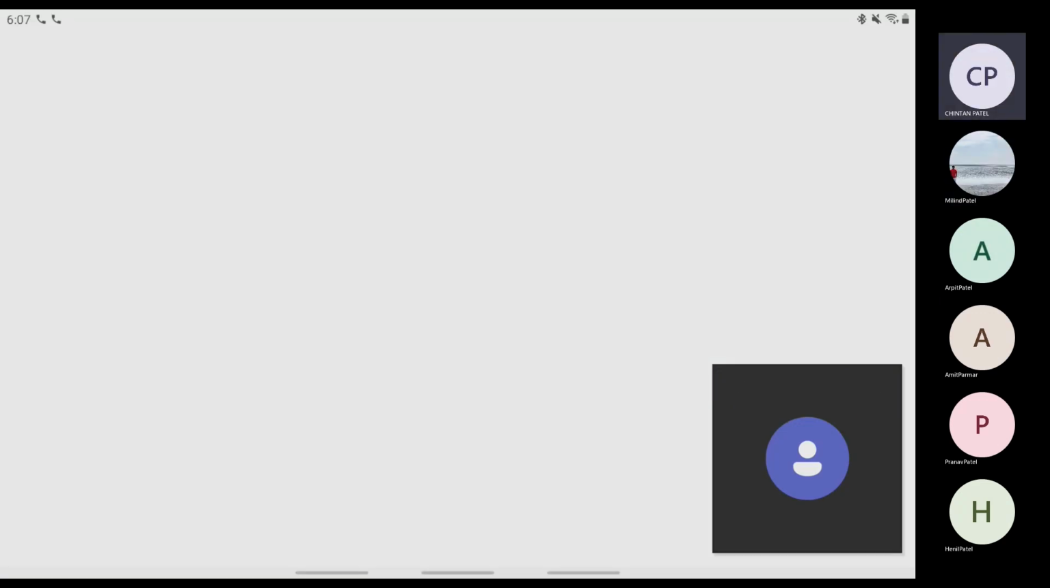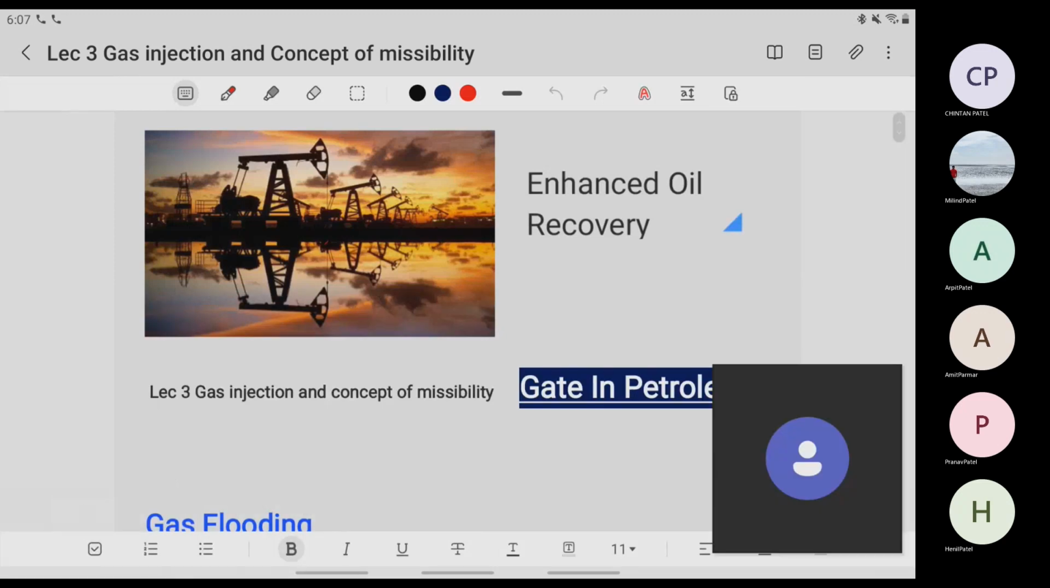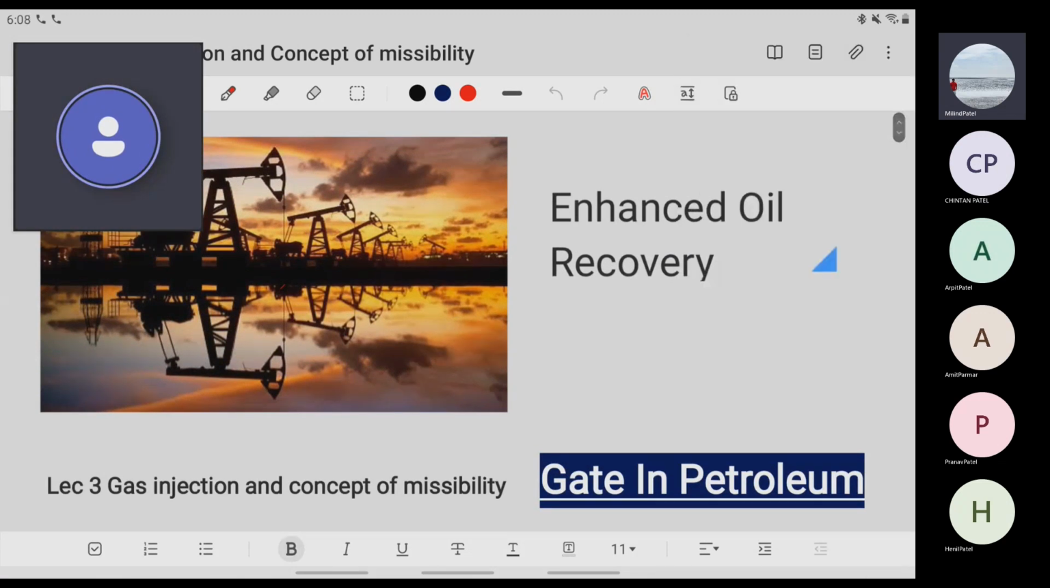So before going forward, let's quickly recall what we discussed in the last two sessions. Anyone can recall? Sir, in the previous session we discussed macroscopic efficiency and microscopic efficiency. Then we talked about capillary pressure. Then in the last session, we discussed water flooding, how it works for pressure maintenance, and the heterogeneity effect.